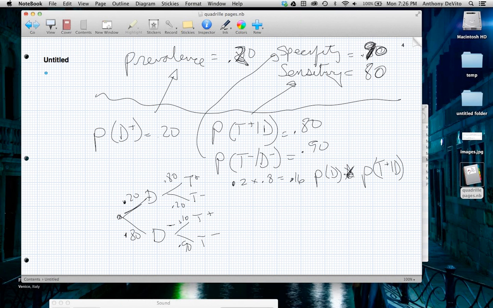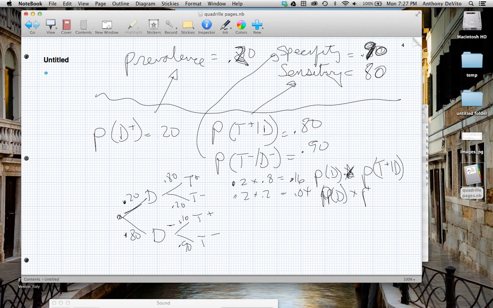Now, the next group here is going to be 0.2 times 0.2, which is 0.04, right? That's going to be the probability of having the disease times the probability that you test negative given that you have the disease, right? Everybody in these first two rows has the disease because they were up on this part of the tree. It's just a question whether they tested positive or tested negative given that they have the disease.